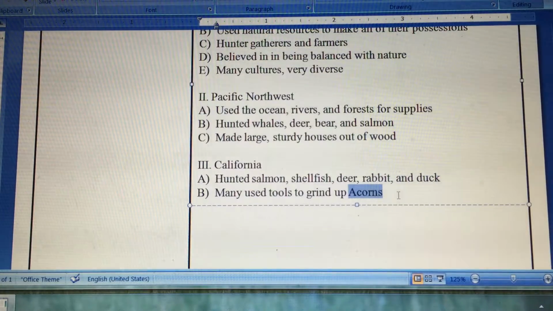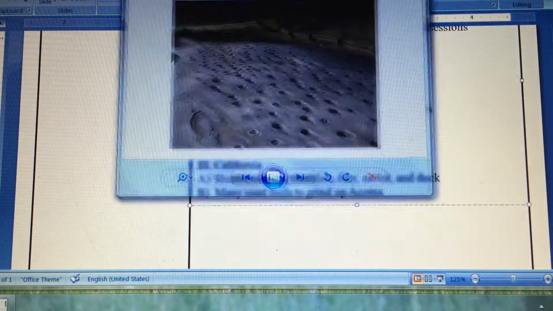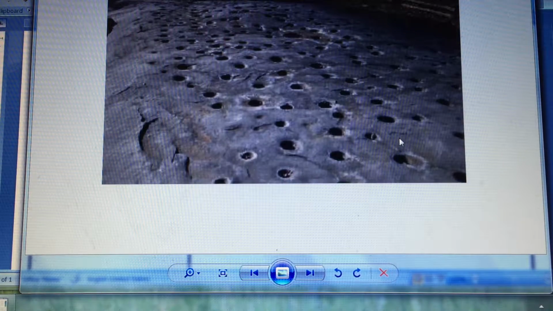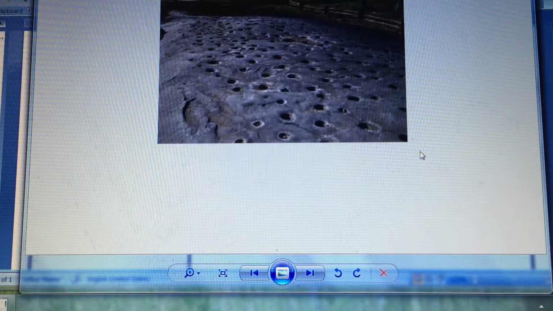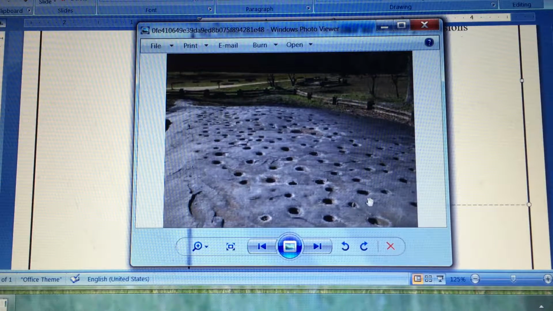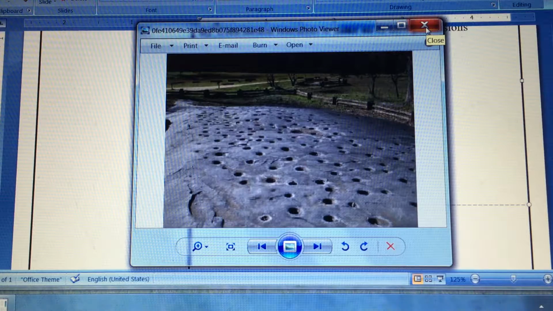That is something you'll definitely need to know for any test that we have, because throughout California you can go and find these really weird looking holes, and this is what they would use to actually grind up the acorns. Let me shrink this a little bit so you can see. They'd put the acorns in these holes. They'd then have a big stone that they'd use to smash and grind it up. And they'd make a little paste out of it, which they could eat. They could cook it, do all sorts of fun things to it to make it a little bit more edible.